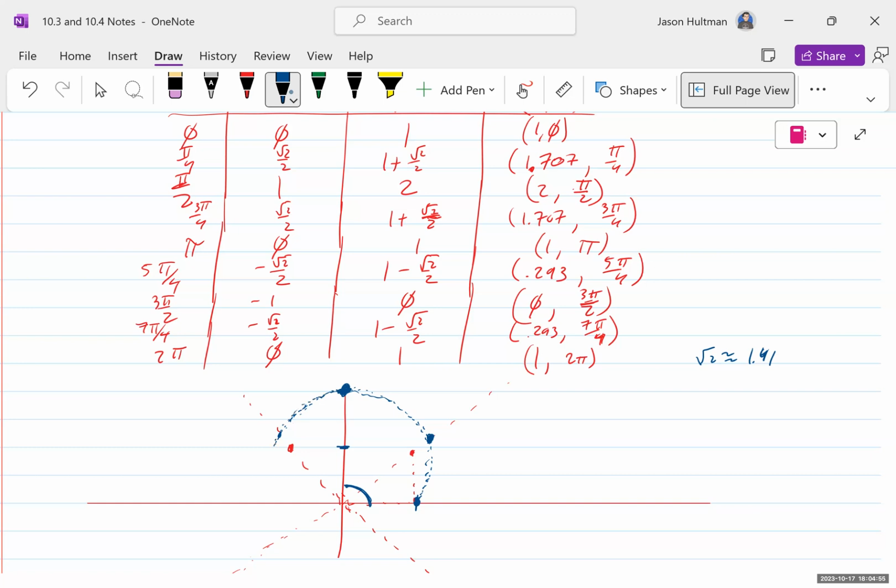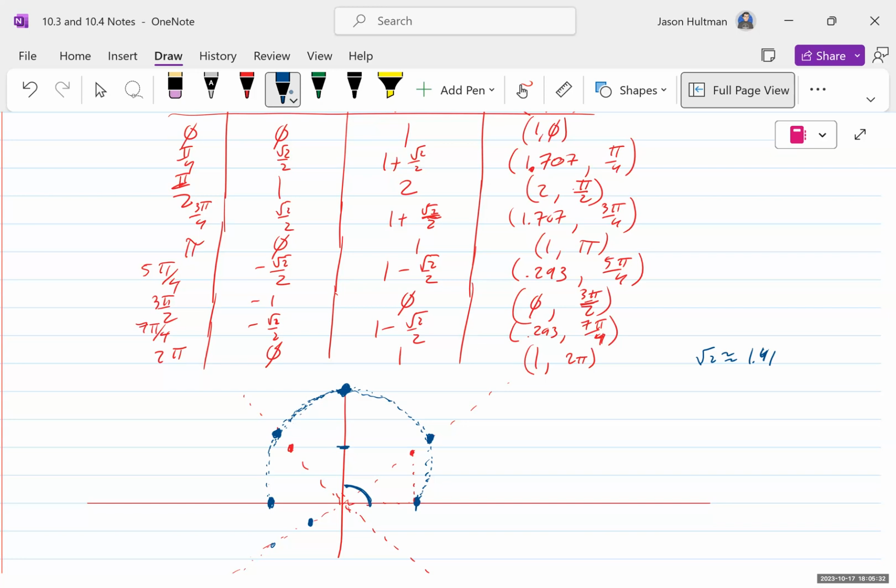Okay, and then where are we going to hit next? Next, we're going to be at pi, and we're going to be at 1. So we're going to hit 1 down here at pi. And then what happens? Well, at 5 pi over 4, which is down here, we're only at 0.293. We're very shallow here.